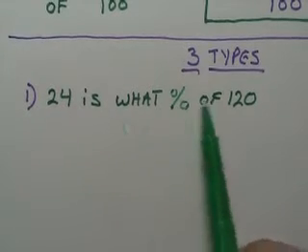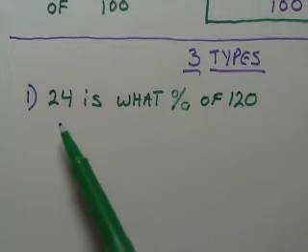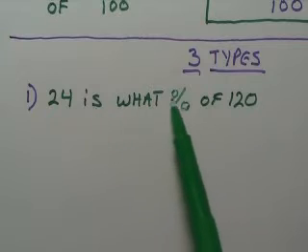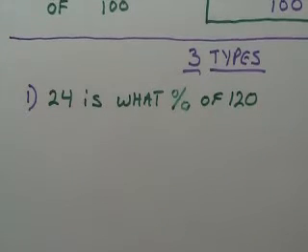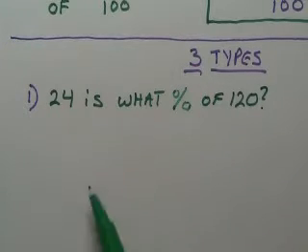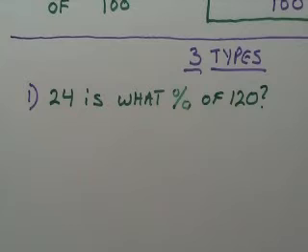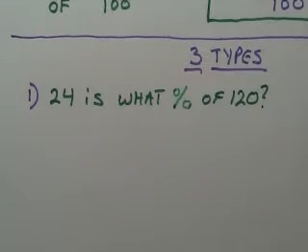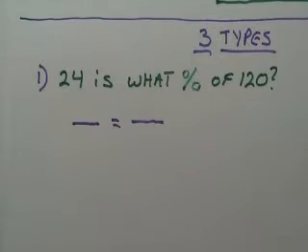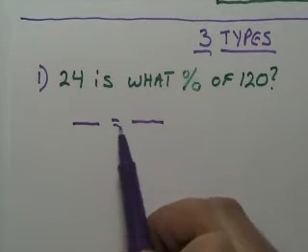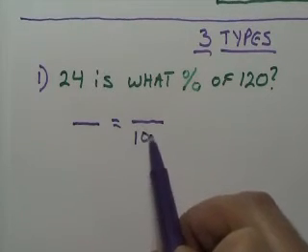Okay, so here's the first type of problem. It says, 24 is what percent of 120? And of course a question mark. Okay, the first thing we do is set up our proportion. So you have these two bars equal to each other and then 100 down below.